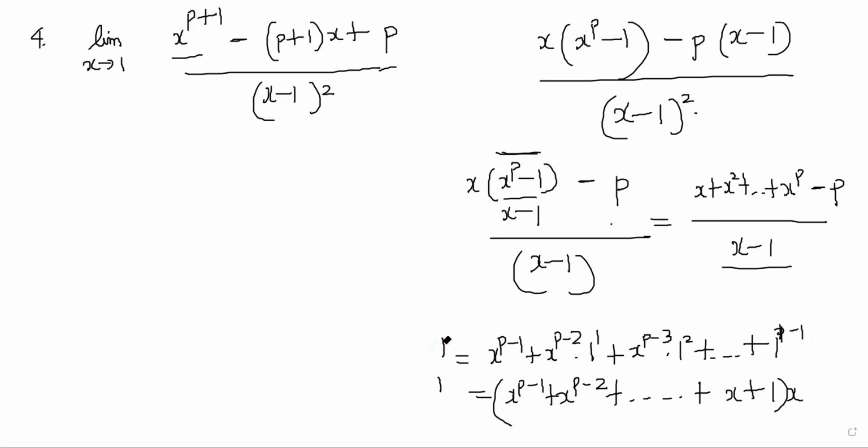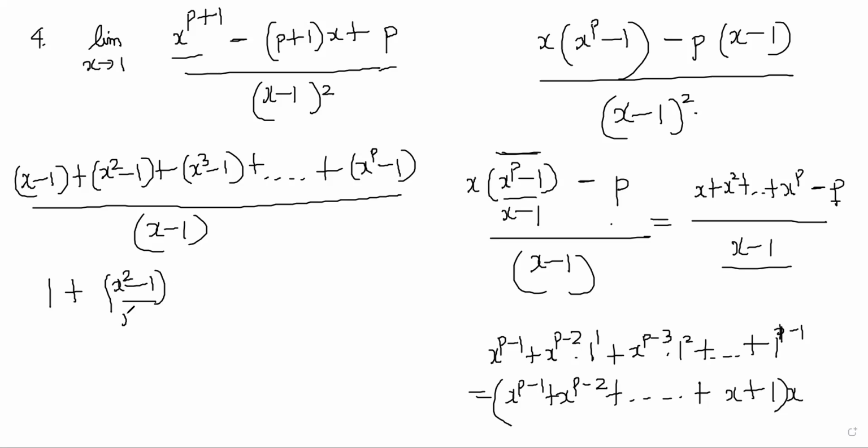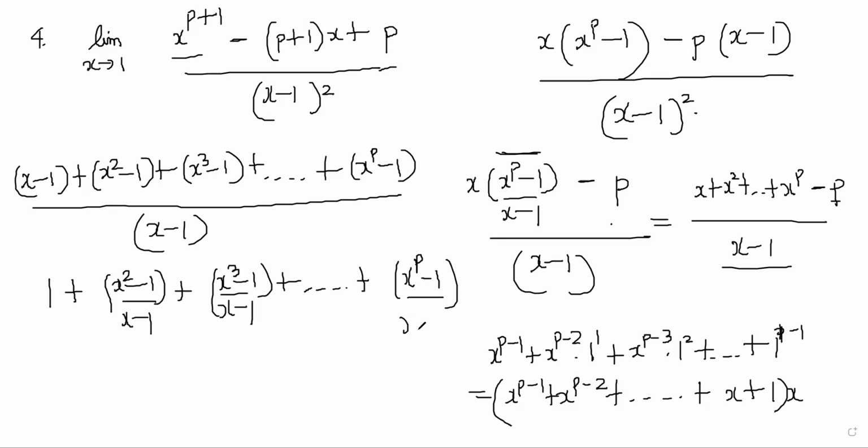So there are p terms like that, no? Yeah. So we can split the p into 1, 1, 1, 1 like that, so that we have x minus 1 plus x square minus 1 plus x cube minus 1 plus so on till x power p minus 1, by x minus 1. Now each of them can be split separately as fractions. It becomes 1 plus x square minus 1 by x minus 1 plus x cube minus 1 by x minus 1 plus so on till x power p minus 1 by x minus 1, right?